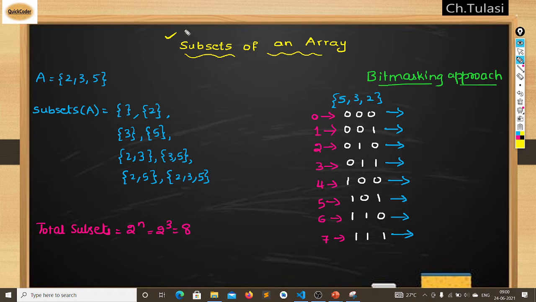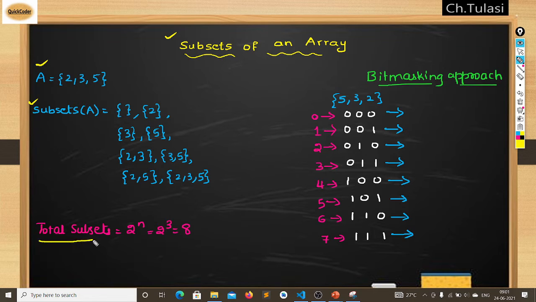Okay friends, so today's topic is subsets of an array. Let's take an array of elements 2, 3, 5. So the subsets of this A are: empty set, 2, 3, 5, 2 3, 3 5, 2 5, 2 3 5. Okay, so how can you say what are the total number of subsets of an array?